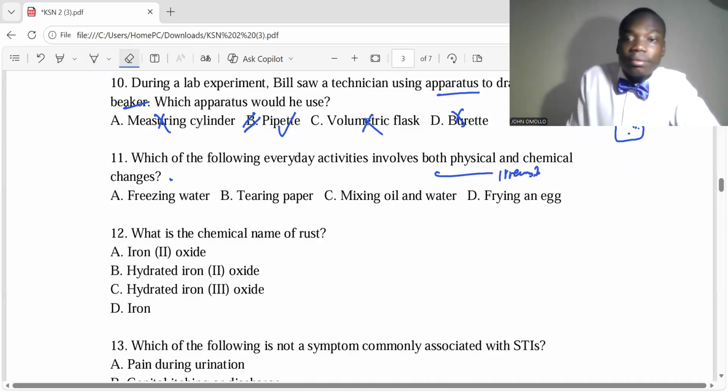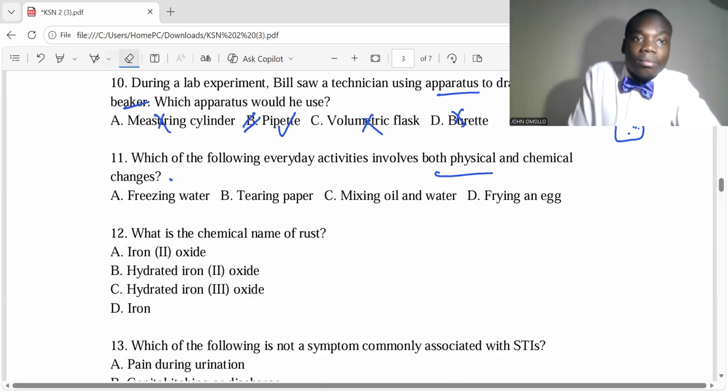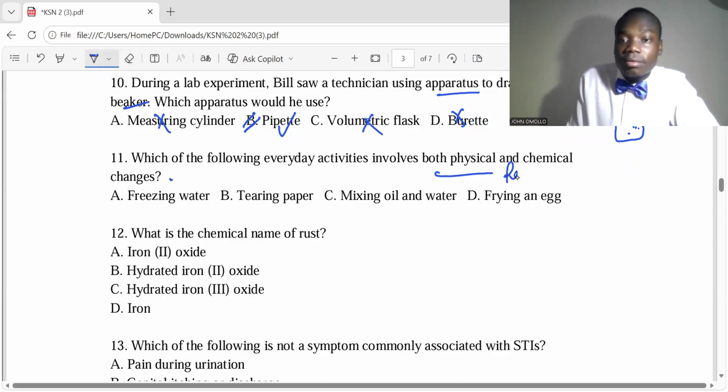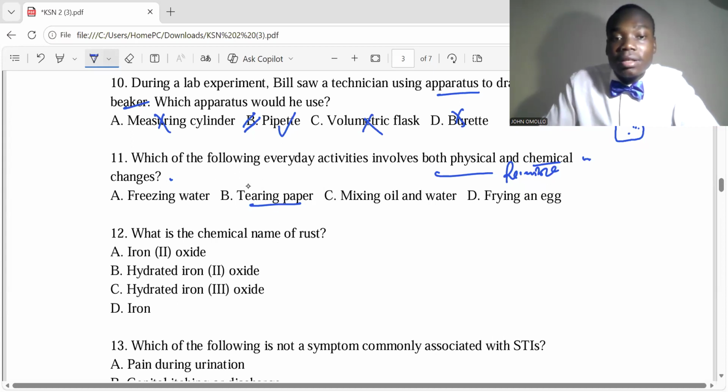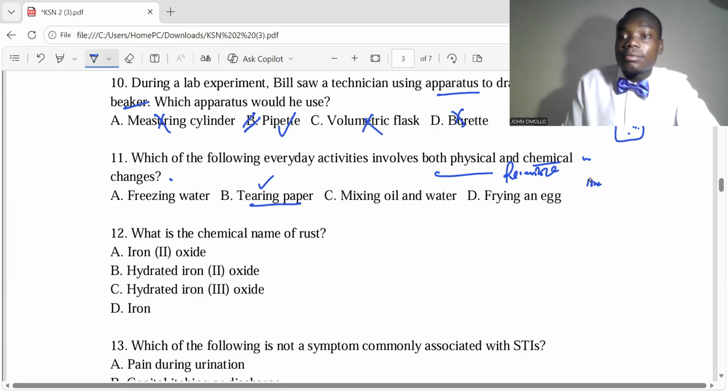They are reversible. Most of them are reversible. Chemical changes are irreversible. So let's see, freezing of water. Now let's talk about tearing paper. If you tear paper, will the paper be reversed again? By the time you're tearing it, it is not physical, it is chemical. So once you tear it, the change is irreversible.